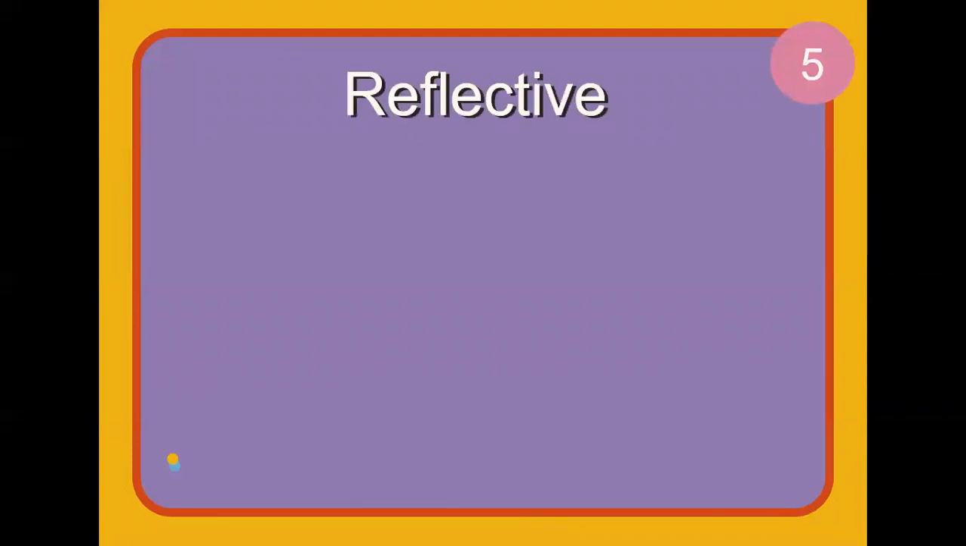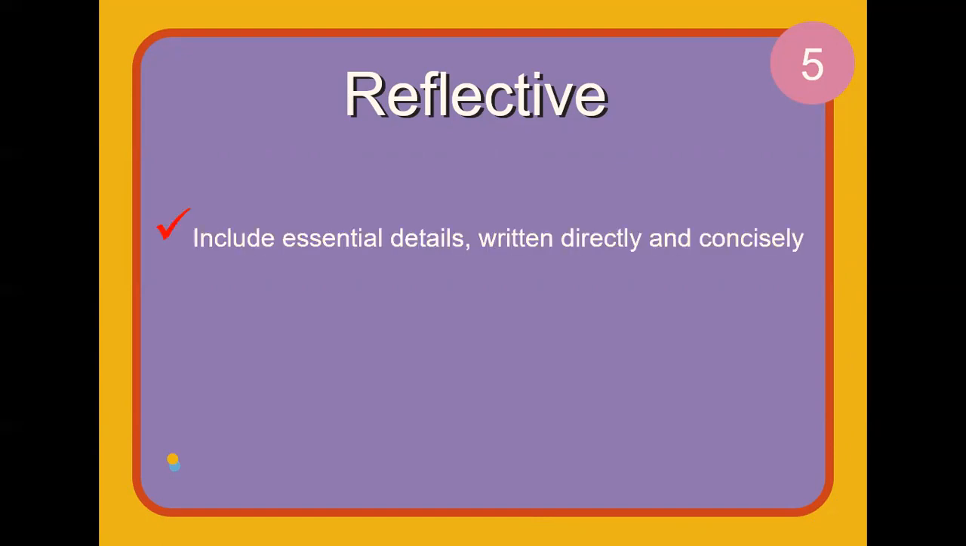The reflective style of writing is actually related to the personal style of writing. That is, we can also say that it is the personal style of writing, in the sense the writer uses the style in order to reflect upon the events that have occurred in his life, or the events that have occurred in a particular story that he has read, and he wants to share it with the readers. So therefore, it uses the reflective style, which includes the essential details, but it is written directly and briefly.